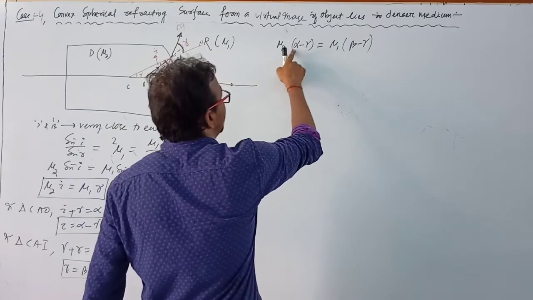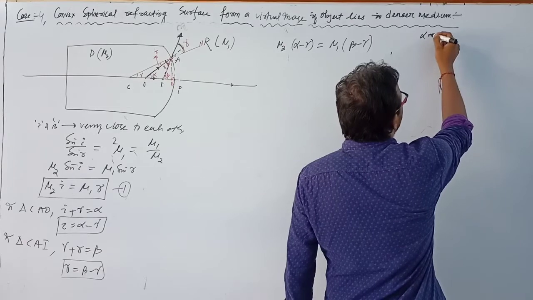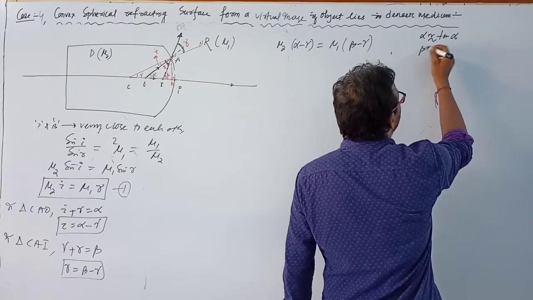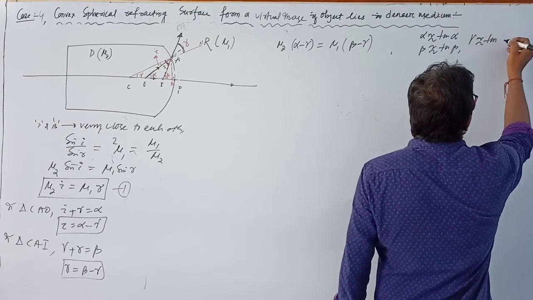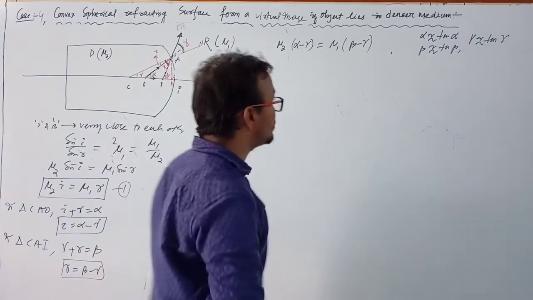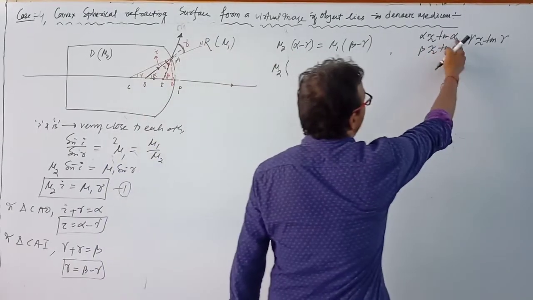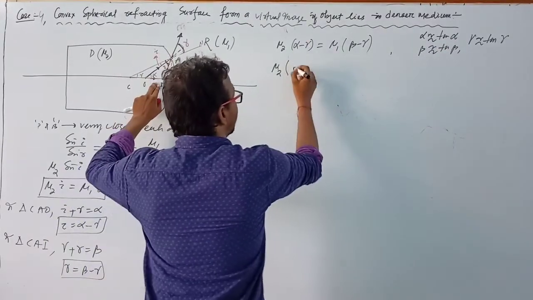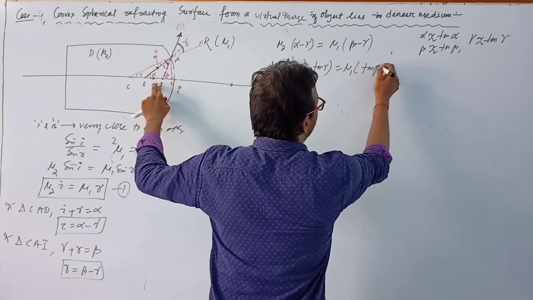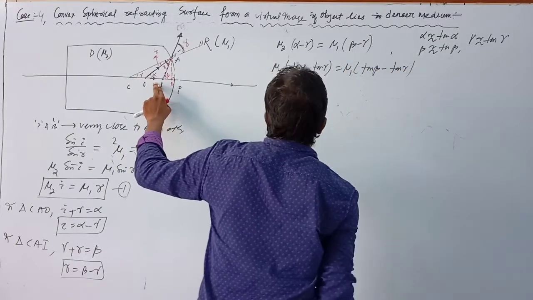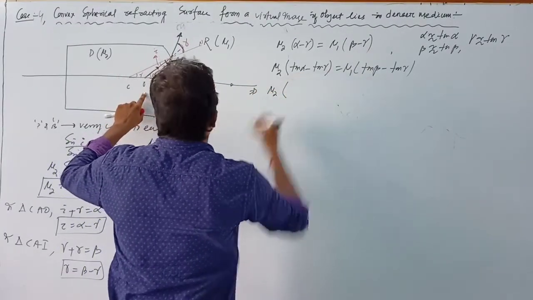Now use the value of, because alpha, beta, gamma are very small, they can be replaced by their tangents. Alpha is nearly equal to tan alpha, beta nearly equal to tan beta, and gamma nearly equal to tan gamma. Now we can use this relation directly: mu 2 alpha equals mu 2 tan alpha, and it is mu 1 into tan beta minus tan gamma. From this diagram we can write mu 2 tan alpha.